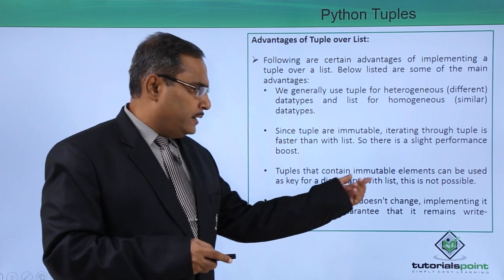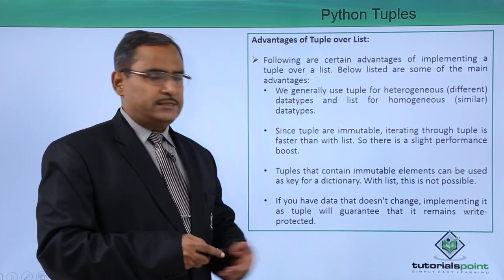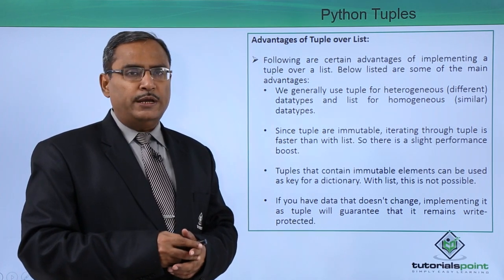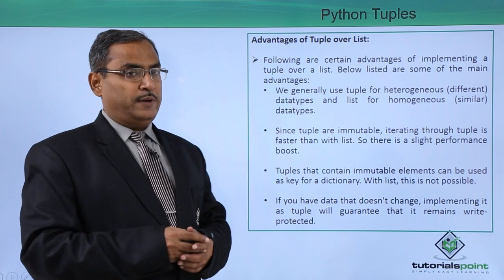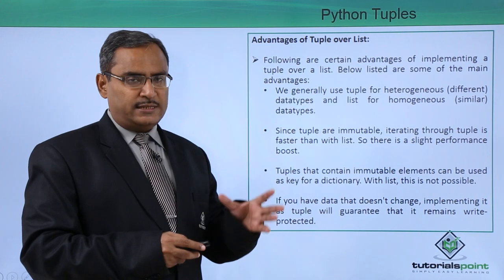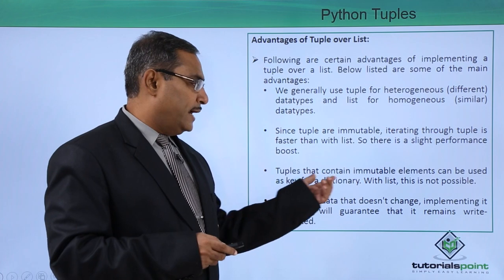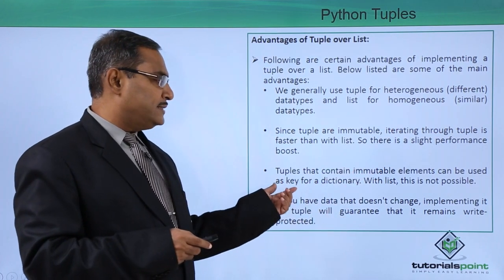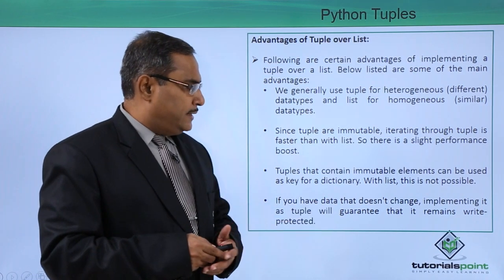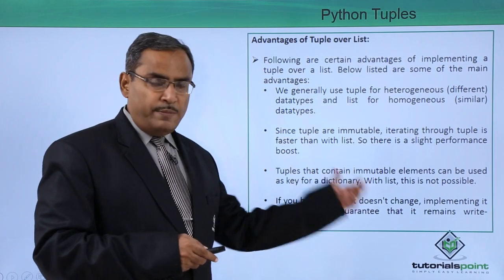Tuples that contain immutable elements can be used as a key for a dictionary. With a list it is not possible, because in a dictionary the keys are always unique in nature. As a tuple is immutable, its members cannot be changed or updated. So tuples that contain immutable elements can be used as a key for a dictionary.